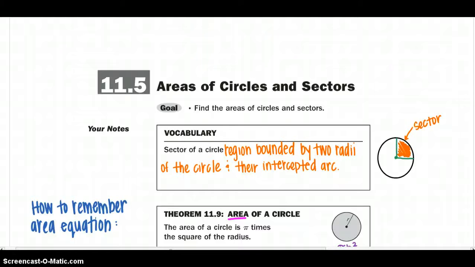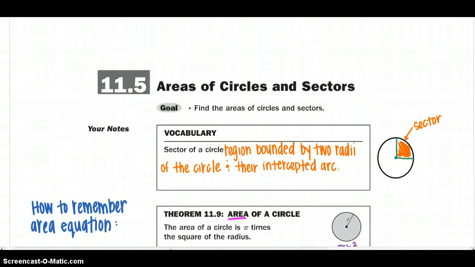Alright everyone, welcome back to chapter 11.5. We're going to deal with area of a circle and sectors. Now, most of you have probably already done area of a circle, so this part of it will be a review, and then we'll talk about what is a sector and how do we find the area of it.